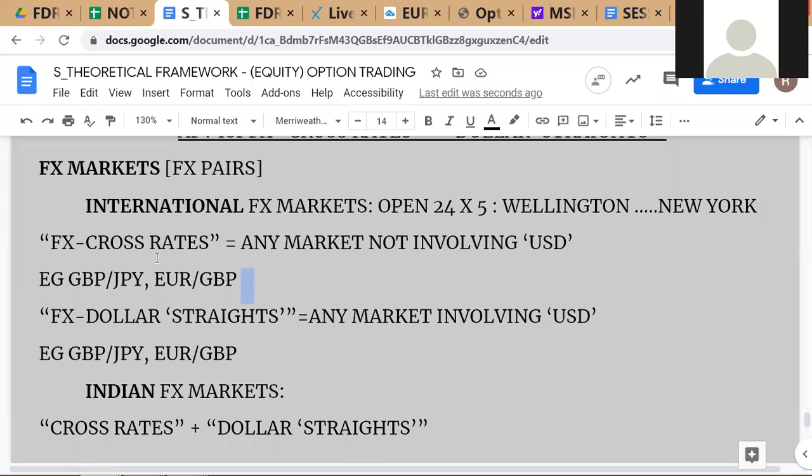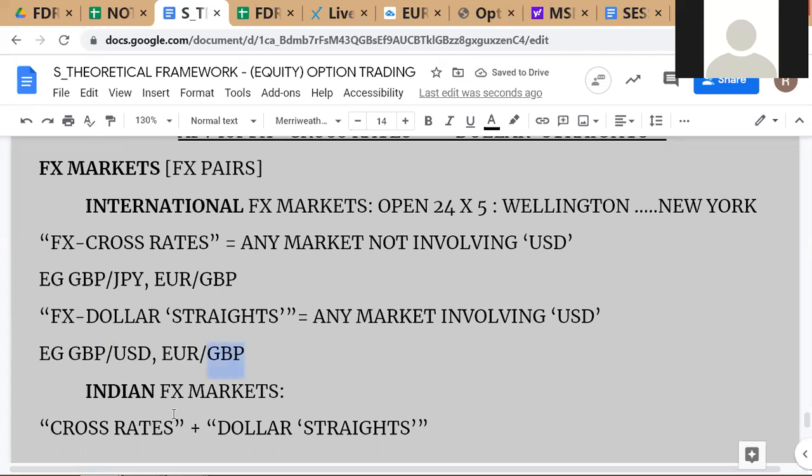International markets, FX cross rates: any market not involving US dollars. FX dollar trades: any market involving the US dollar. So in this case the example should be euro USD. This is the convention that we use, the terminology we use in the international FX markets: cross rates are any market not involving dollars, and any market involving dollars is called a dollar straight.